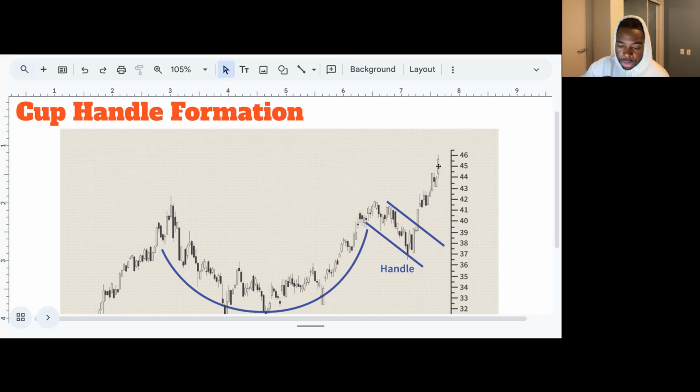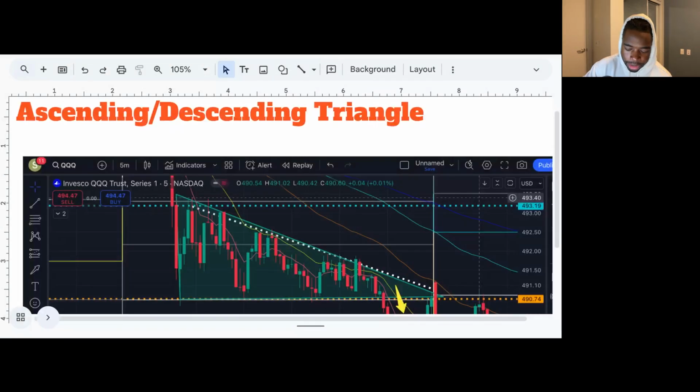What do I mean by a measured move up? I mean, it's a distance that you can actually measure to know how far it's going to go up. How do you measure that distance? Let me see if I made an example. I didn't do an example.